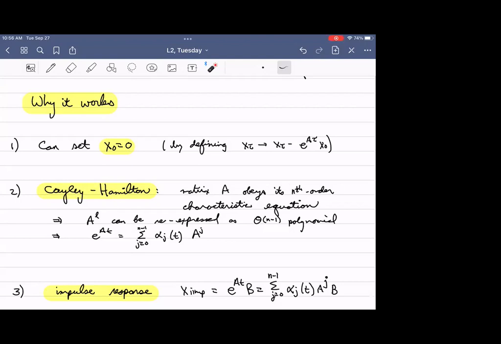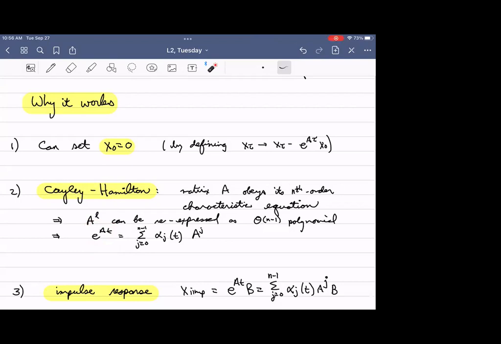So I can express A to the N in terms of lower powers, and so I can always express any higher power in terms of these powers going from zero to N minus one. What that means is that this matrix exponential e to the AT, which seems like it goes up to A to the infinite power, really only goes from A to the zero to A to the N minus one. So you can express the matrix exponential as a linear combination of these powers.